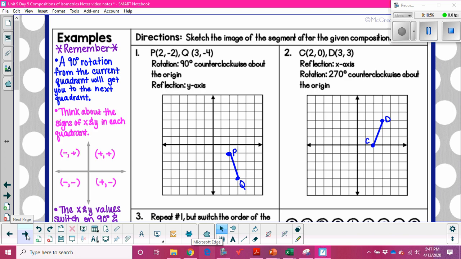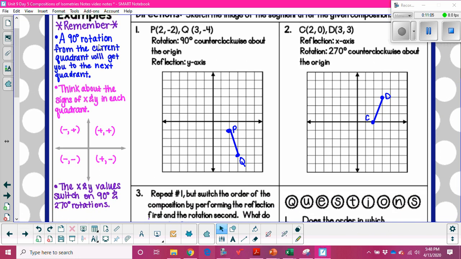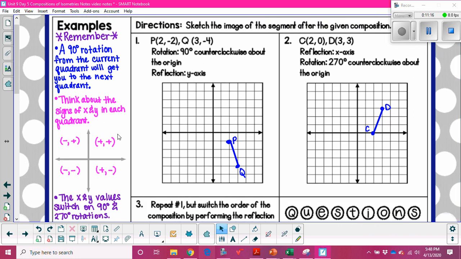Okay, so looking at this one, I wrote down some things I wanted y'all to remember from the last lesson. So let's just review that really quickly. All right, remember when you're doing a rotation, a 90-degree rotation from the current quadrant will get you to the next quadrant. Okay, so if you're in, for example, quadrant 1, we'll say you're here. This is quadrant 1. Okay, and you're wanting to rotate 90 degrees. If you rotate 90 degrees, you're going to end up in quadrant 2.